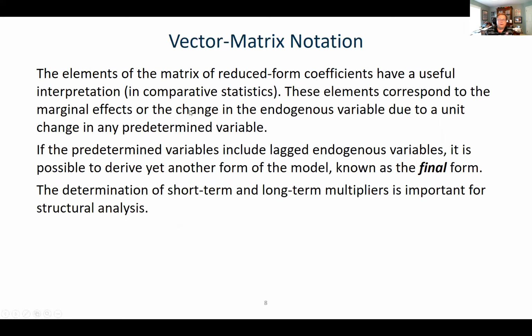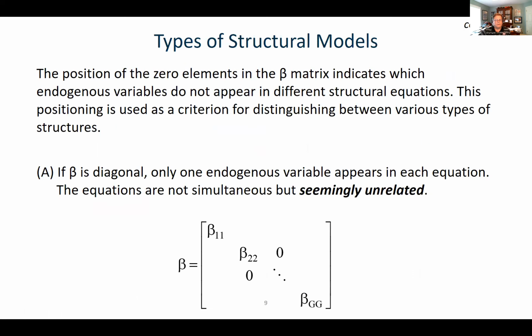And the reason we like to go with analytically derived reduced form coefficients is because these are the marginal effects, or the change in the endogenous variables due to unit changes in any predetermined variable. And we'll make that point more clear throughout the lecture. So how do we know if we have a multiple set of equations if the system is truly simultaneous?